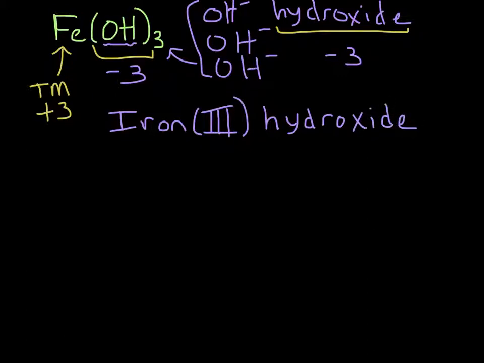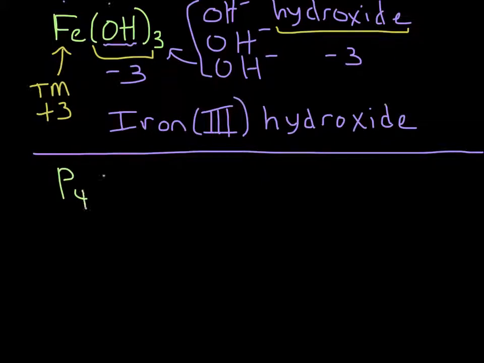Okay. All right, so again, ionic compound naming rules. This time we have a transition metal, but we still have a metal and a non-metal, and that's an ionic compound. So far we've used ionic compound naming rules for everything. Now, let's do one more.